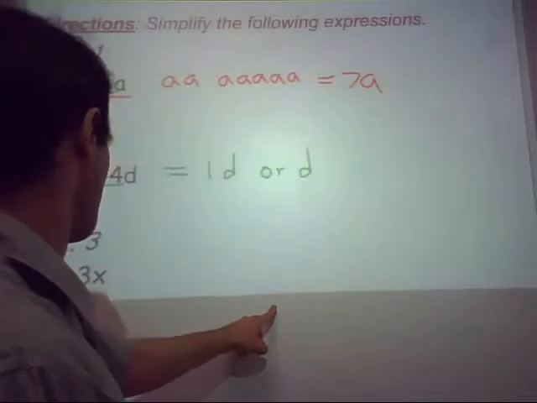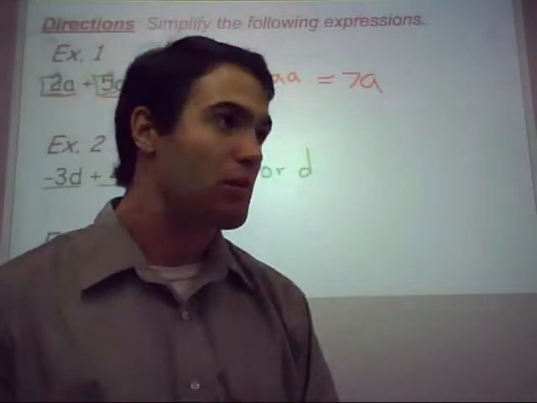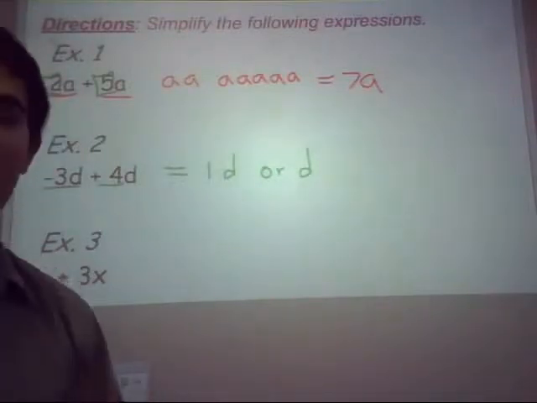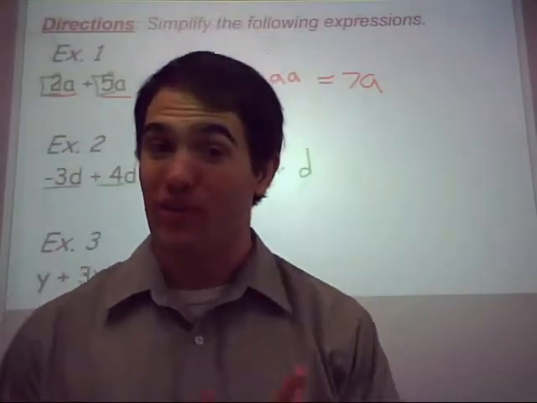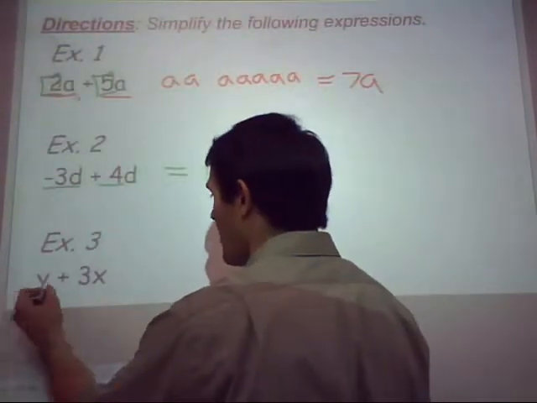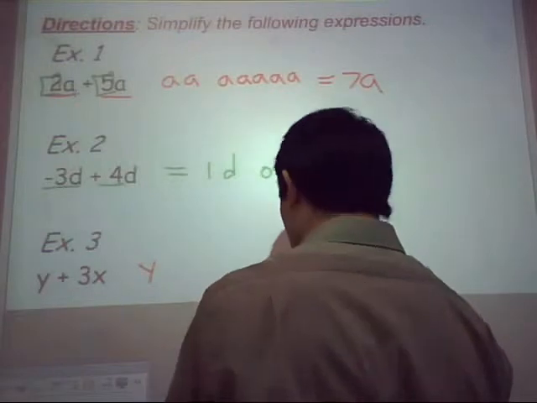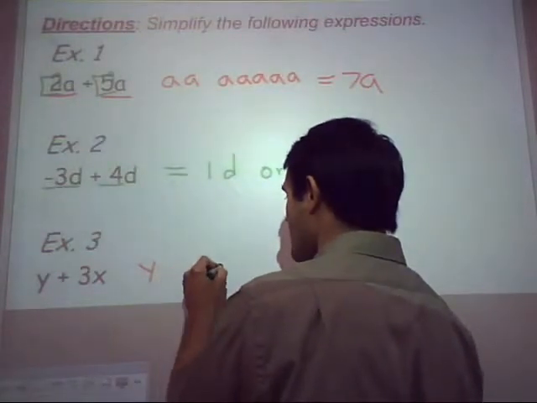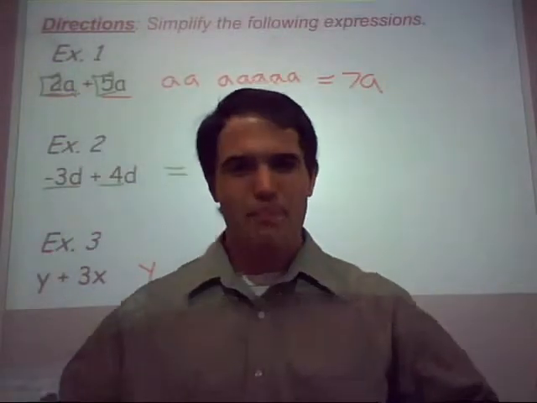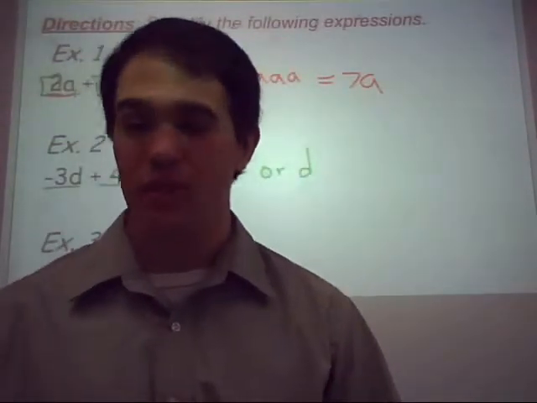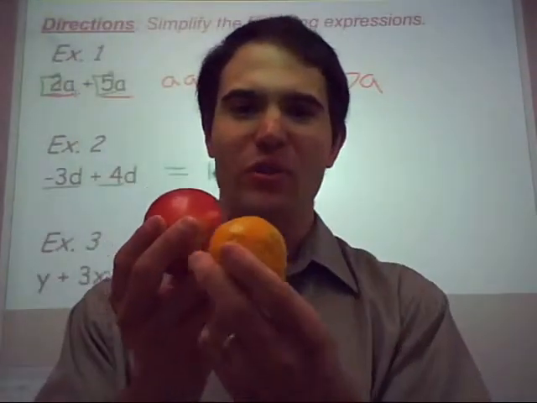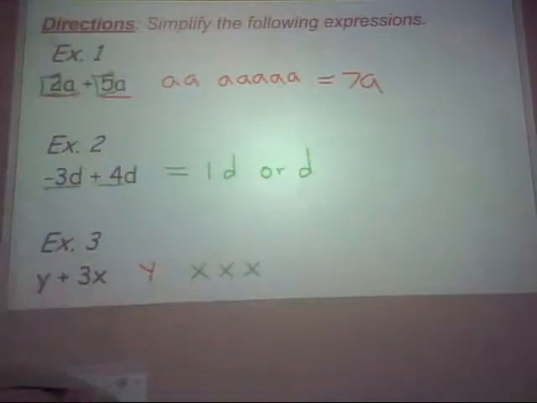Let's look at a third one. Look at example number 3. We have y plus 3x. Now, hopefully you're noticing there's a difference here. We've got y, and then we've got 3 x's. 1, 2, 3. How can I put those together when they're not the same thing? It's kind of like having apples and oranges. They're not the same.